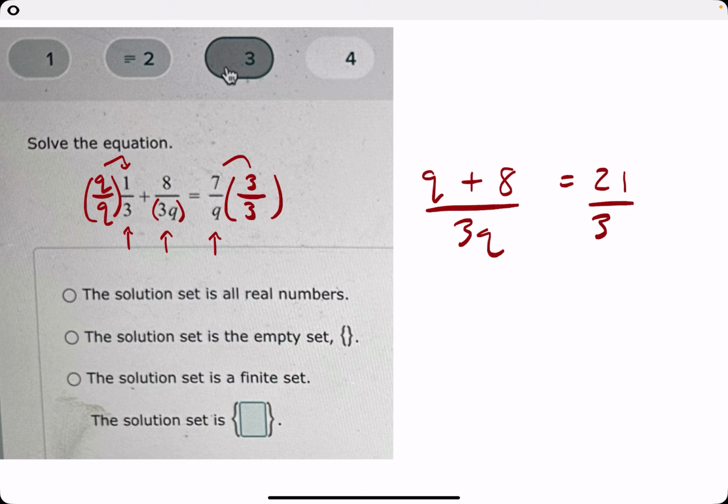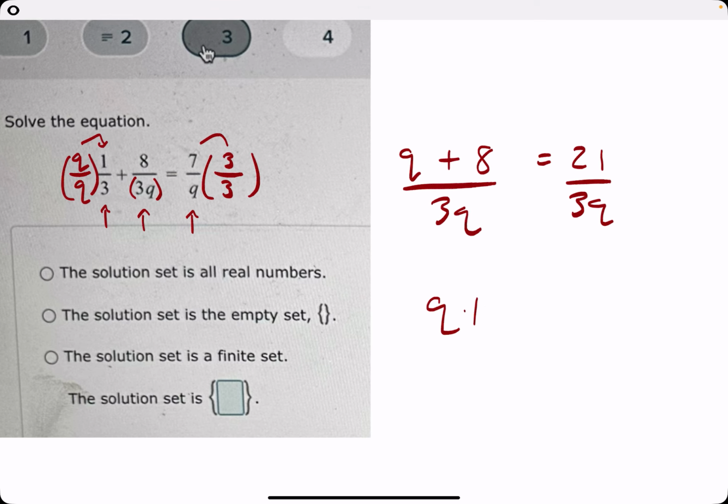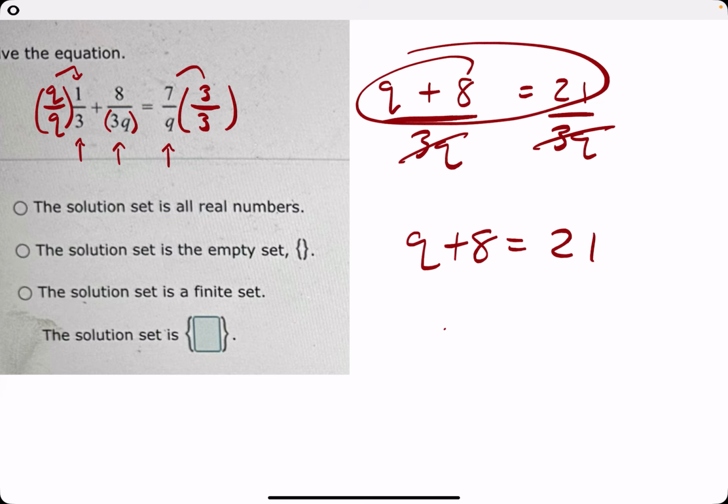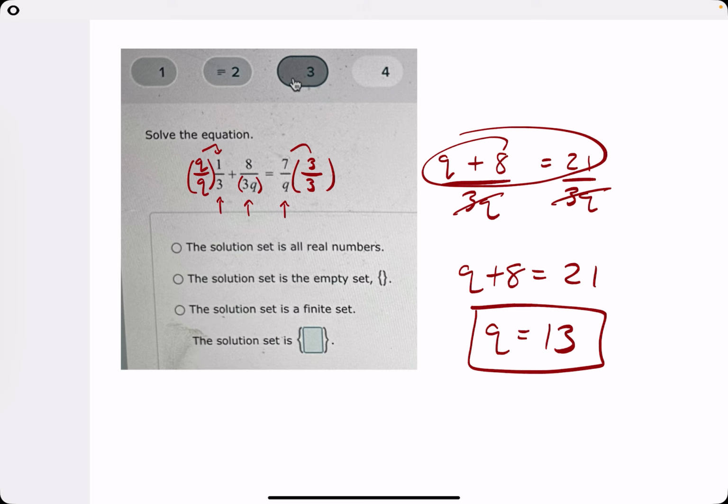and 21 over 3q. So the thing that's going to make these equations equal really is if q plus 8 is equal to 21. It's like just make the numerators equal to each other. Because notice the denominators are already equal. So it's really just a matter of whether q plus 8 will be equal to 21. And so we solve for q and we get 13. And so I think the solution set is 13 here. So it's a finite set, and that solution set is 13. All right.